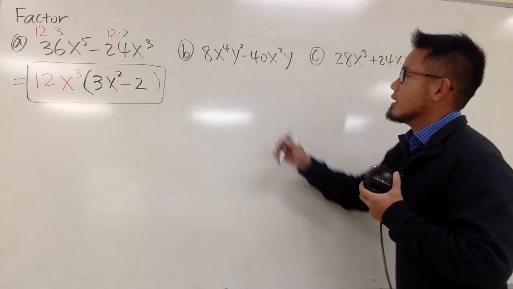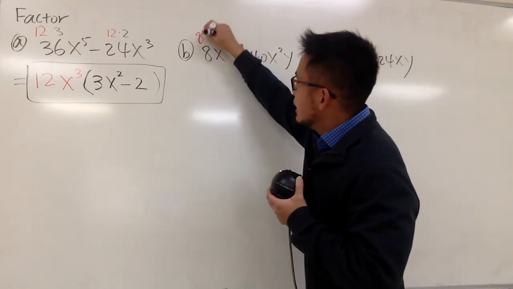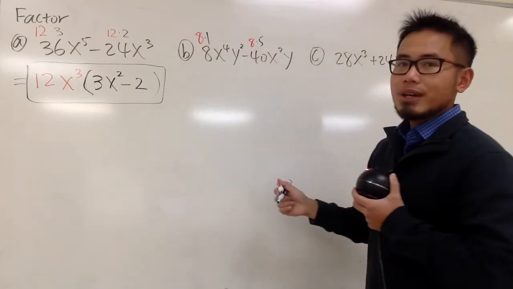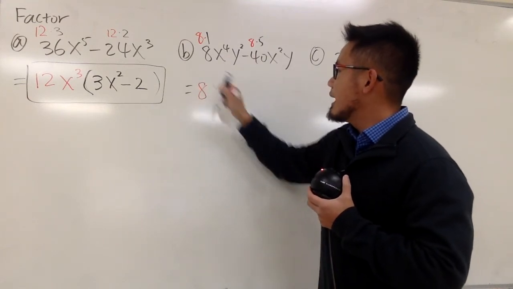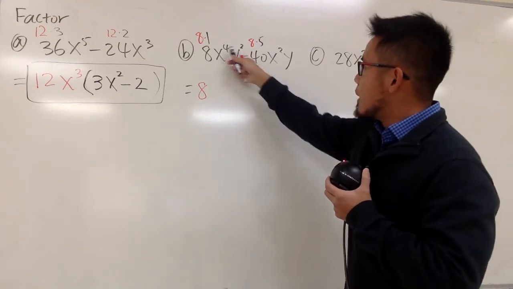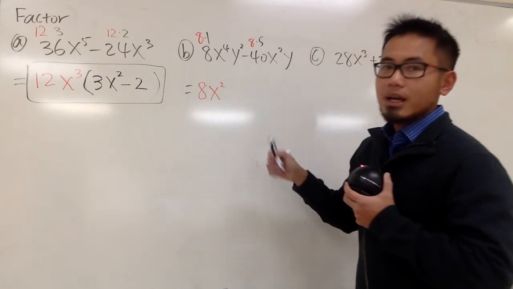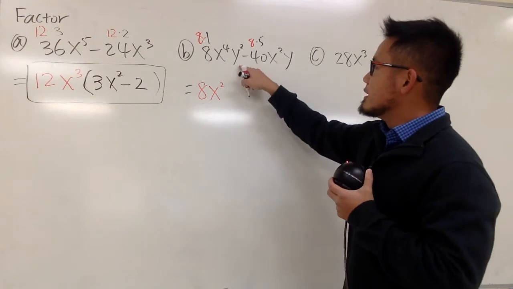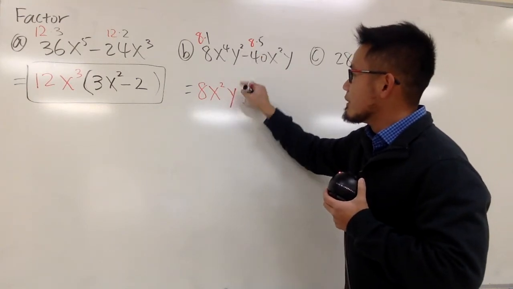And for the second one, we have 8 and 40. We know that 8 goes into 8 1 time, and 8 goes into 40 5 times, right? So we can just go ahead and factor out the common factor 8. And as for the variables, this is x to the 4th power, this is x to the 2nd power. We can take out x to the 2nd power, the smaller exponent. And also, let's do it for the y. This is y to the 2nd, this is y to the 1st. So we can take out y to the 1st.